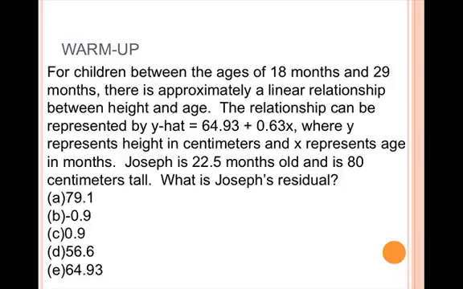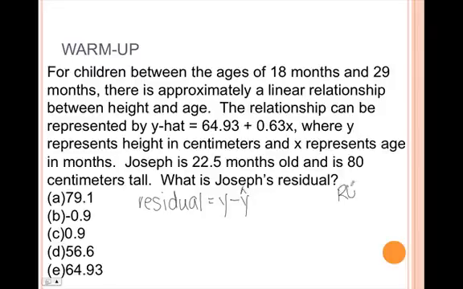Okay, so we're told that for children between the ages of 18 months and 29 months, we have an approximately linear relationship between height and age. And we're given the least squares regression line to model this relationship. We're told that here y is a kid's height in centimeters and x is their age in months. So Joseph is 22.5 months old and is 80 centimeters tall. We want his residual. So his residual, of course, is going to be y minus y hat.